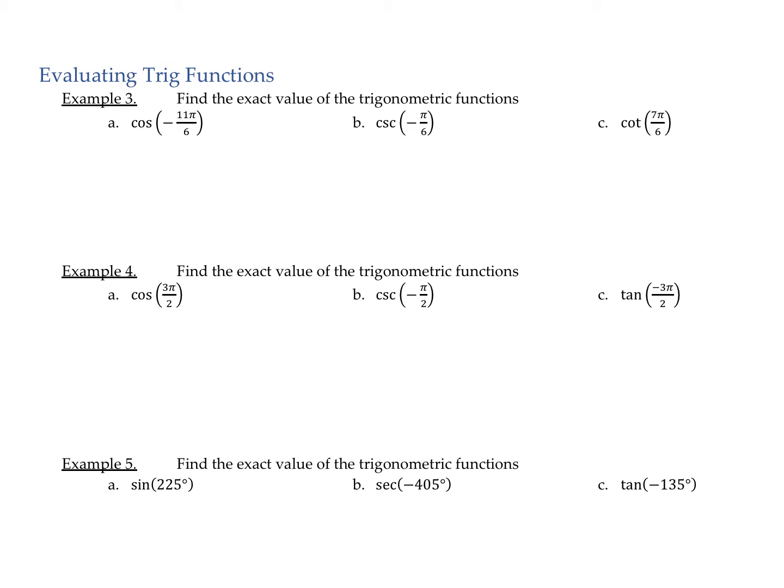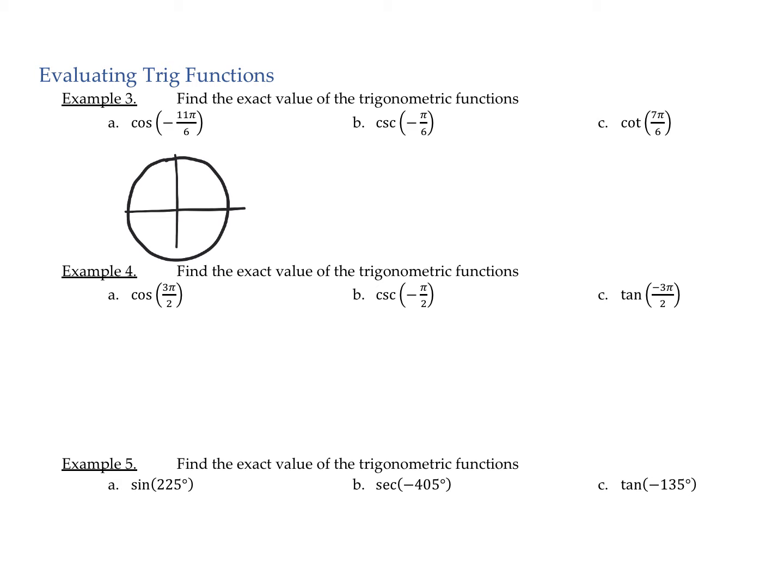So now we're going to practice evaluating our trig functions with the aid of our unit circle. The first example, example 3, these are all reference angles of 30 degrees or pi over 6. If I want to find a negative angle, the easiest thing to do is to find the positive angle first and then just reflect over the x-axis.